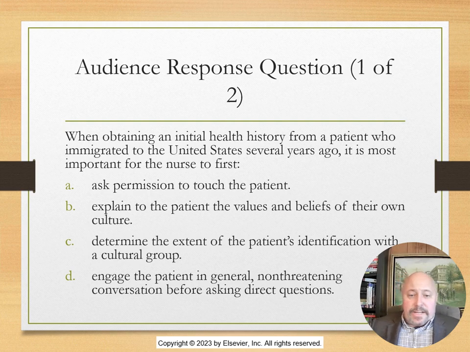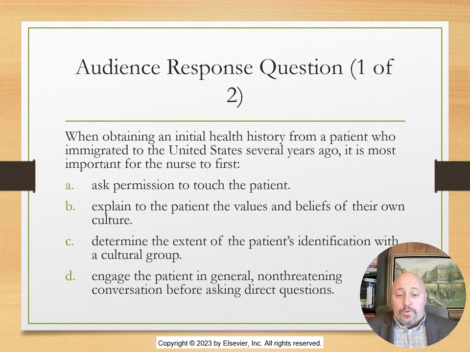When obtaining an initial health history from a patient who immigrated to the United States several years ago, it's most important for the nurse to do this first. A. Ask permission to touch the patient. B. Explain to the patient the values and beliefs of their own culture. C. Determine the extent of the patient's identification with their cultural group. Or D, engage the patient in general, non-threatening conversation before asking direct questions.